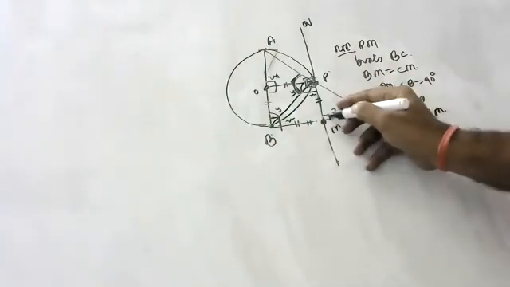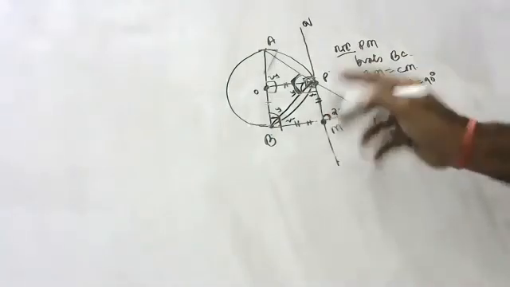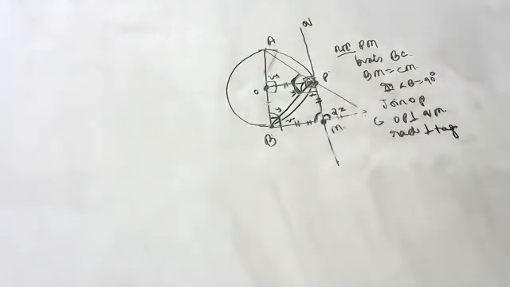This we got 2x. This we got 2x. How much is this, children? 180 minus 2x.